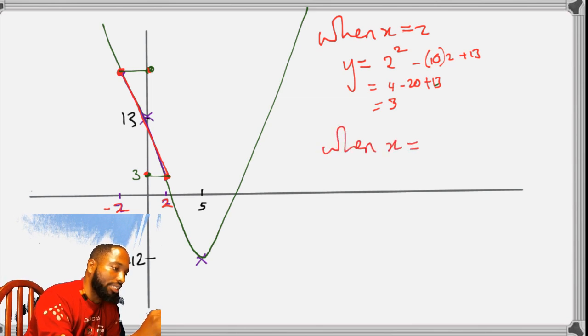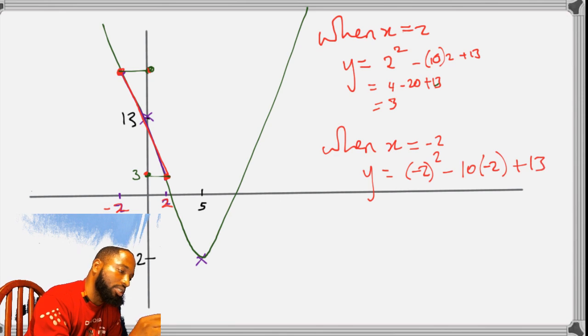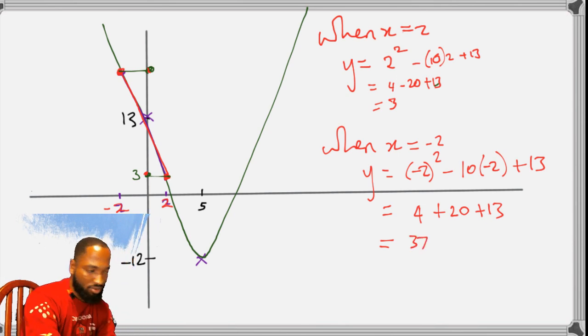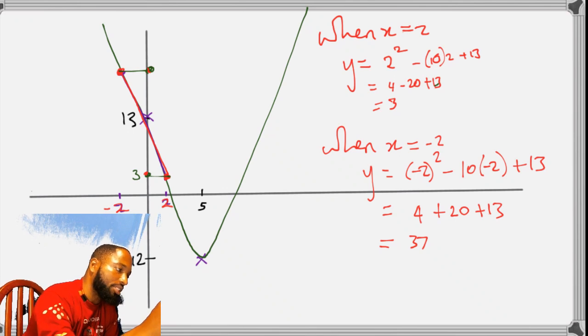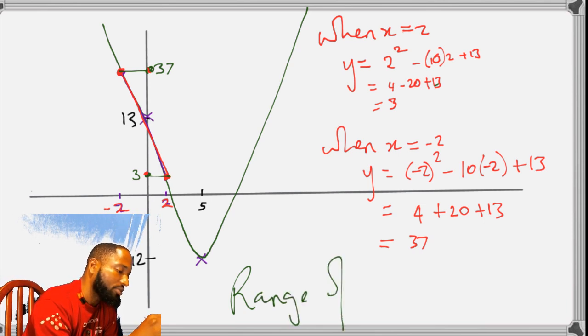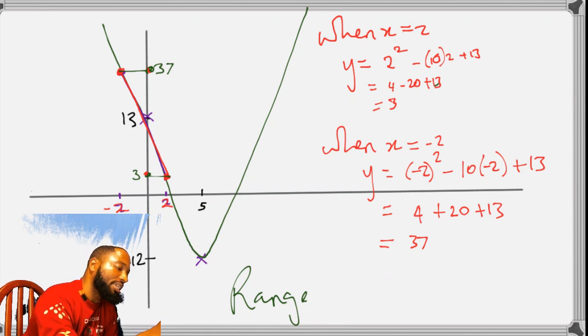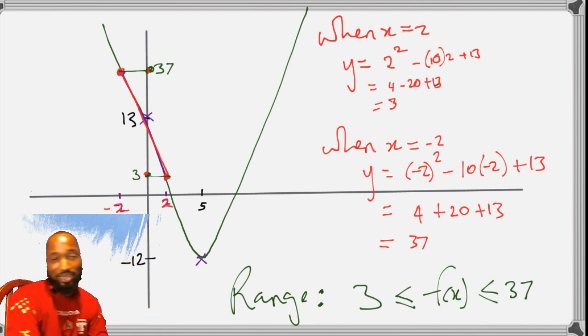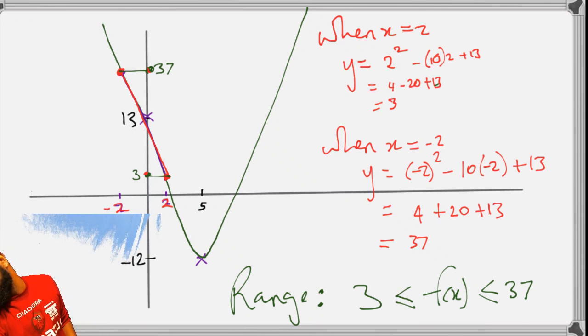So when x is equal to negative 2, y is going to be equal to negative 2 squared minus 10 by negative 2 plus 13. So this is going to be 4 plus 20 this time plus 13. So this one here is 37. So the range of f of x is, and for space I'm just going to write range, f of x must be less than or equal to 37 or more than or equal to 3. Any questions? Now is the time to ask, because I'm going to give you another question.